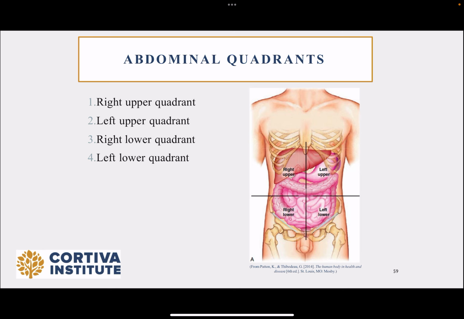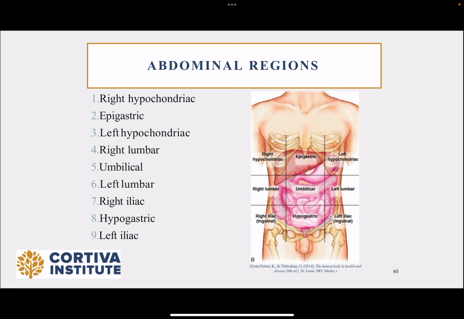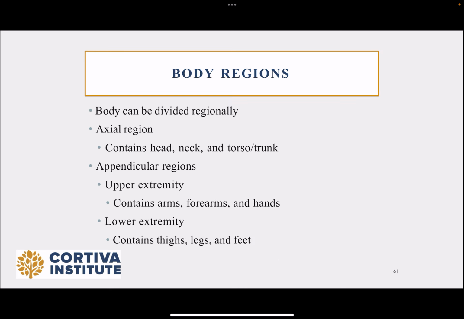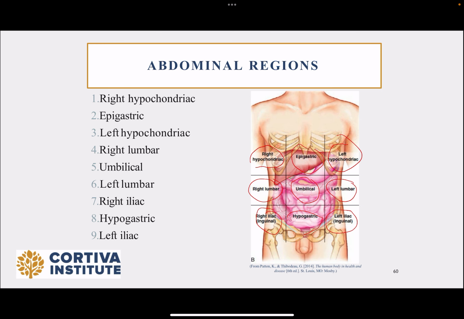All right, so here we have the right upper quadrant, the left upper quadrant, right lower, and left lower. And these are the specific regions. For instance, we have the right hypochondriac, the epigastric, the left hypochondriac, the umbilical, the left lumbar, the right iliac or inguinal, hypogastric, and left iliac inguinal, right? That doesn't say everything I want it to say, so my apologies. I'm going to focus a little bit more on probably the most important abdominal regions.